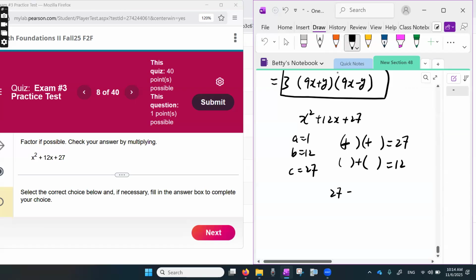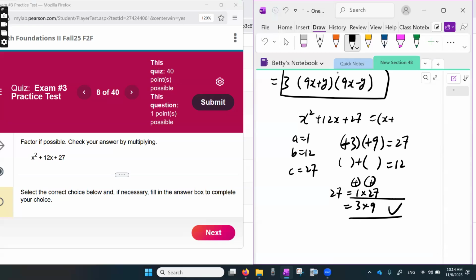Which two positive numbers? Let's factor 27. We can do 1 times 27, 3 times 9. You see it already, right? If you want to continue, 4 doesn't work, 5 doesn't work, 6 doesn't work, 7, 8 don't work. We only have two ways to factor 27, and it has to be this one, okay? Positive 3, positive 9, because those two numbers multiply to 27 and add up to 12. So the result is x plus 3 times x plus 9.